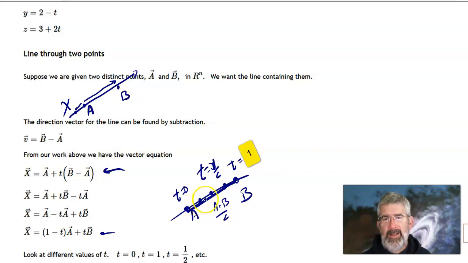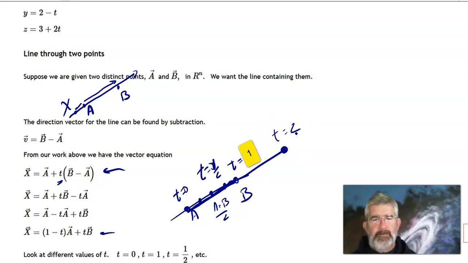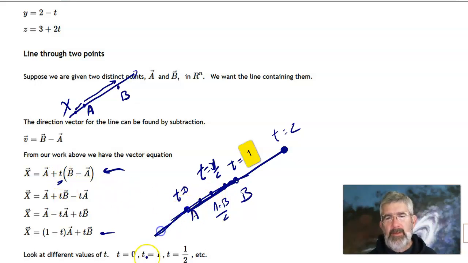So this would be, actually, in this case, I see it easier here. If you plug a 2 in there, you're at A plus 2 times this vector, which would put you out here. This is t equals 2, clear out there. Any point on that line is just pick a different value of t. If you want to be out on this side of A, you have to take t negative.